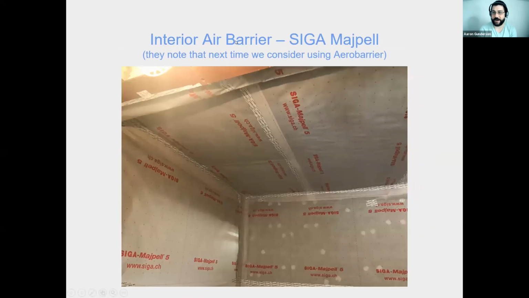So this is the air barrier going up on the inside. We just saw, for example, that mineral wool fiber insulation that went up on the wall. They would then put this air barrier system on top of it. In this case, it's a SIGA product, which is very similar to that blue stuff we saw going on the outside, but this is for the interior air barrier.